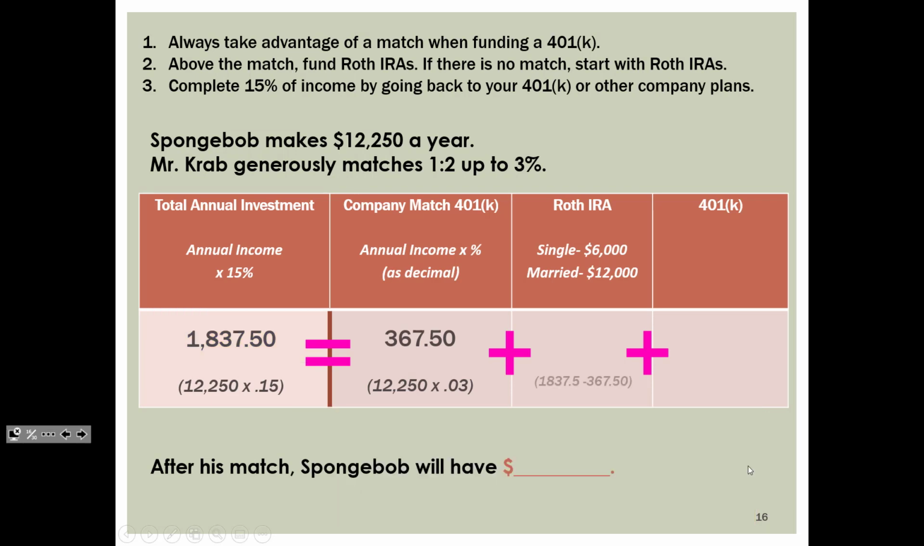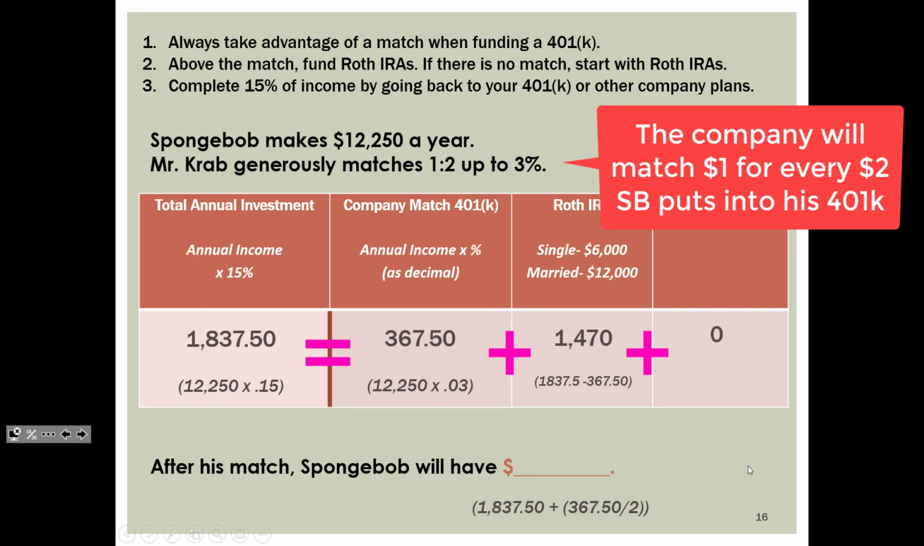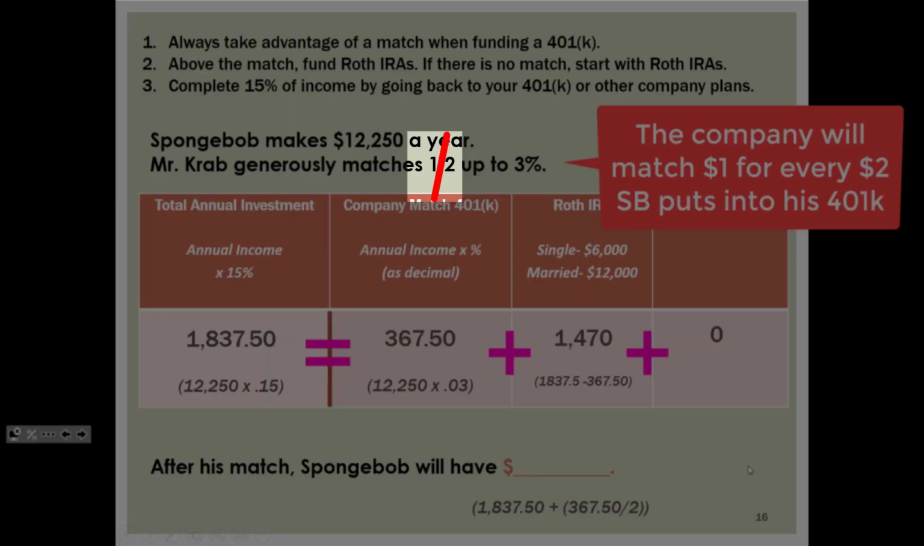He only needs $1,837.50. So we are going to subtract his goal and his match, and SpongeBob's only going to drop in the amount that gets him up to his goal. Because he's reached his goal right here, he doesn't need to put any into his 401k. SpongeBob does have a match, so he gets his goal. And if we look at his match, he only gets $1 for every 2 that Mr. Crab puts in. I like to think that you make this into a fraction. So if you'll see, it makes it into a half a fraction. So he gets half of what he put into the match.